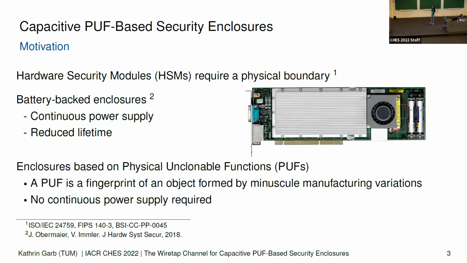And so to overcome these issues, enclosures based on physical unclonable functions were developed. And a PUF or a physical unclonable function can be seen as the fingerprint of an object that stems from minuscule manufacturing variations. And these manufacturing variations can, for instance, be the capacitance. And since you're relying on these physical properties, on these minuscule manufacturing variations, you no longer need to continuously monitor your enclosure, and so you get rid of the battery.